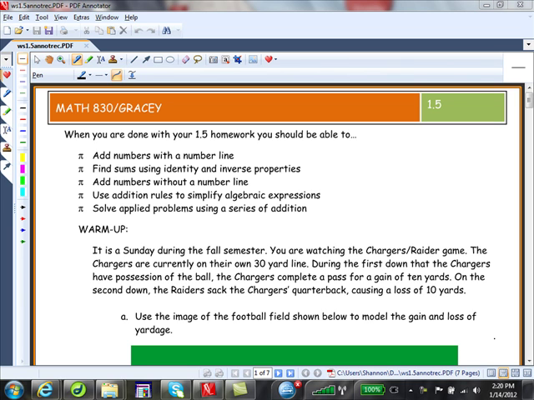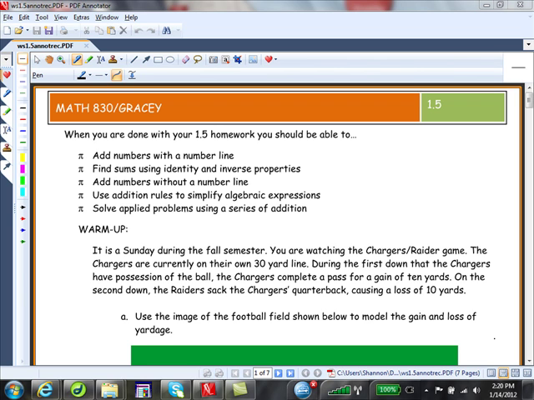And we are now on section 1.5, which is the addition of real numbers. So our goals for 1.5 are to be able to add numbers with a number line, find sums using identity and inverse properties, add numbers without a number line, of course, use addition rules to simplify algebraic expressions, and solve applied problems using a series of addition.